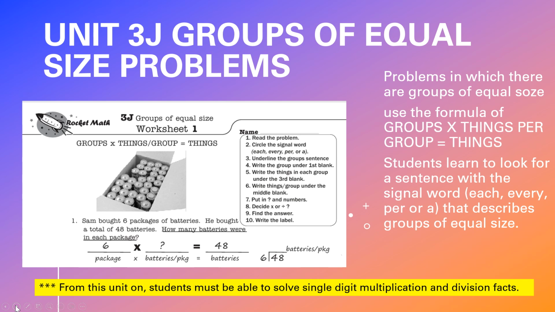Step 4, from the underlined sentence, they select the word that describes the groups and write that under the first blank. Step 5, they write the things that are in each group under the third blank. Step 6, they write the things per group for this problem under the middle blank. Step 7, they put the known quantities over the blanks and the question mark over the question. Once the problem is understood and correctly laid out, the final steps are always the same, but using multiplication or division here. Reminder, in these last 3 units, students need to be able to multiply and divide single-digit facts to solve these problems.